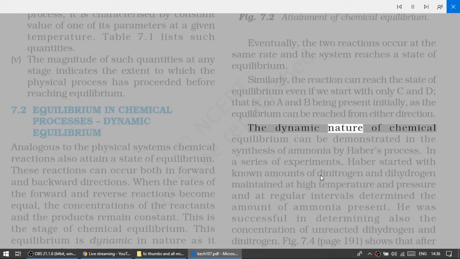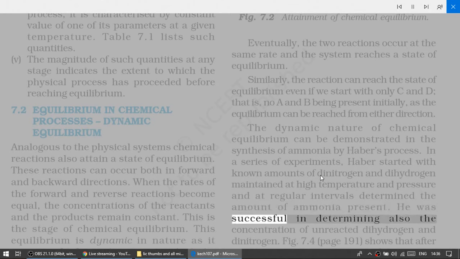The dynamic nature of chemical equilibrium can be demonstrated in the synthesis of ammonia by Haber's process. In a series of experiments, Haber started with known amounts of dinitrogen and dihydrogen maintained at high temperature and pressure, and at regular intervals determined the amount of ammonia present.